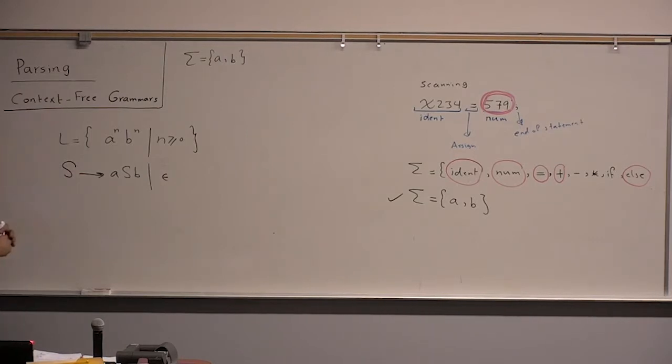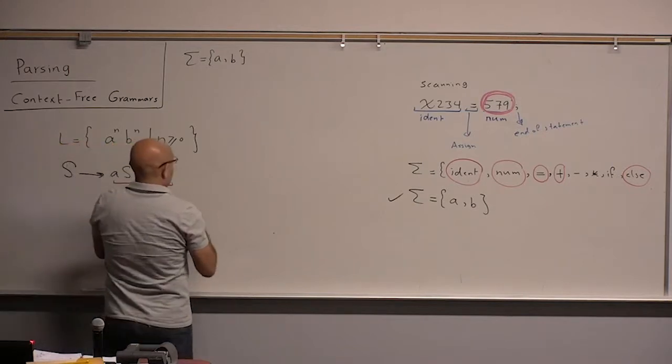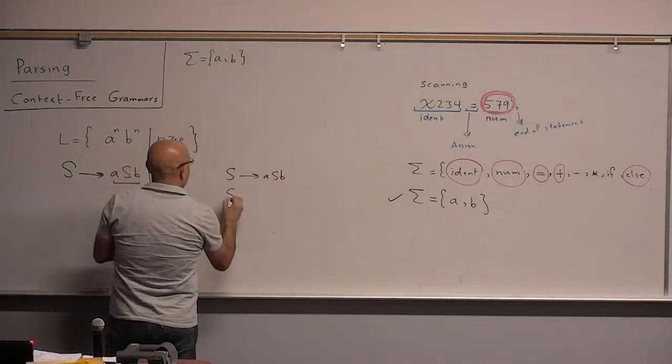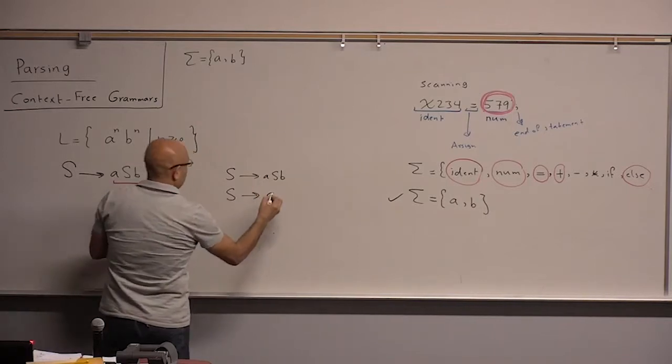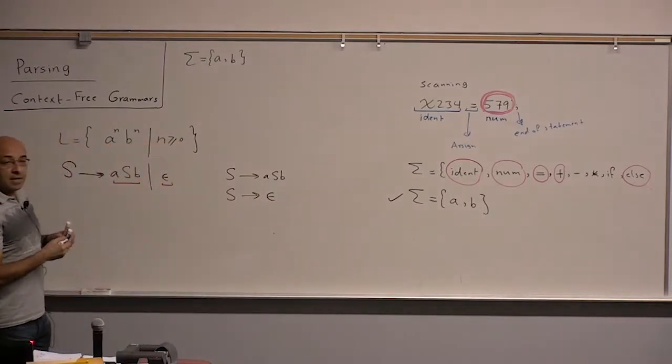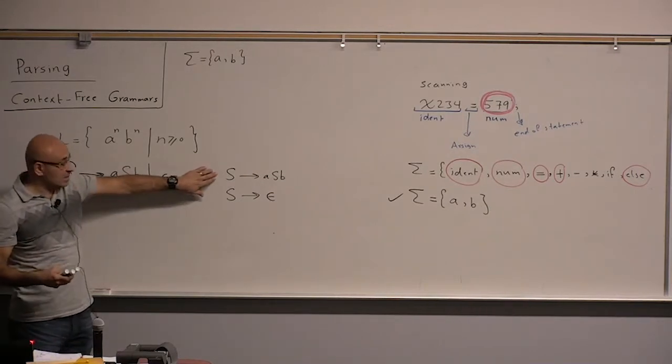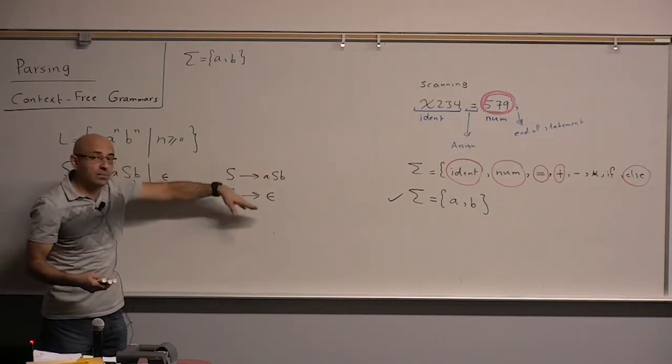Now, how many rules or productions does this grammar have? One? 2. It has 2. So this is one line, but in fact these are 2 productions that are merged together. We could have written this as S is aSb, or S is epsilon. So we could have written this as 2 separate rules or productions. Each one of these is called a rule or a production.